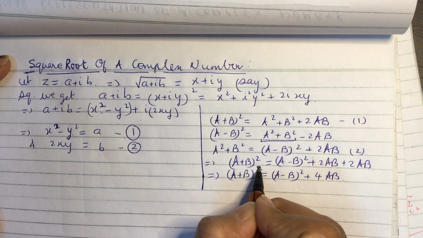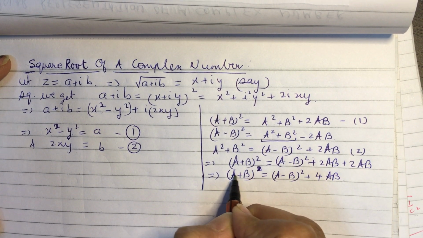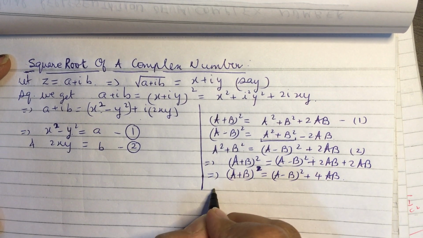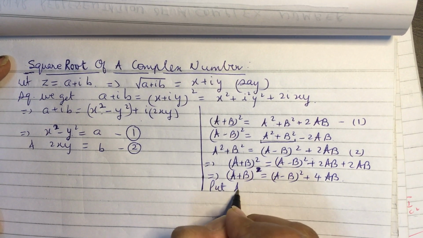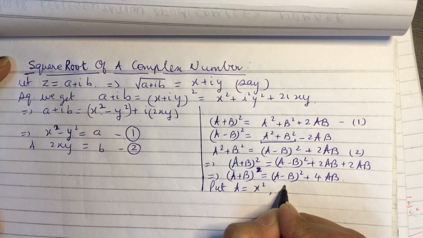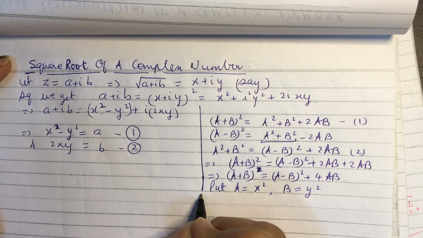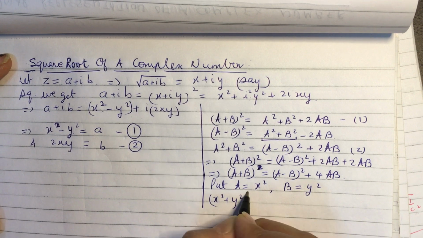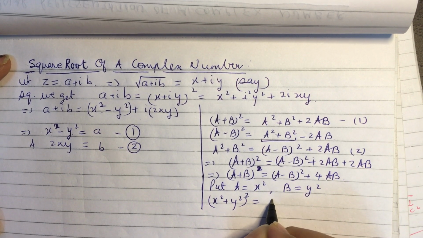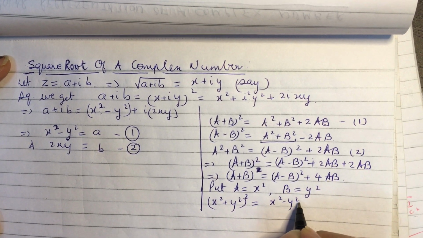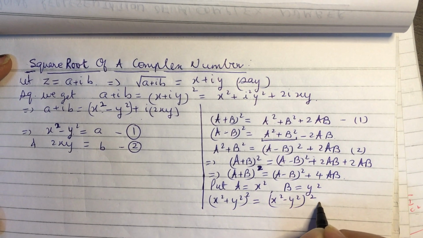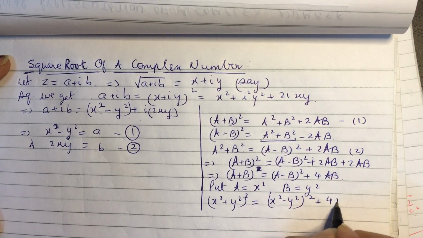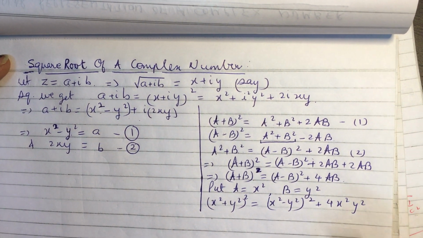Now, here we have the value of (a plus b) whole square. So, if we put a equal to x square and b equal to y square, we get (x square plus y square) whole square is equal to (x square minus y square) whole square plus 4 times x square y square.